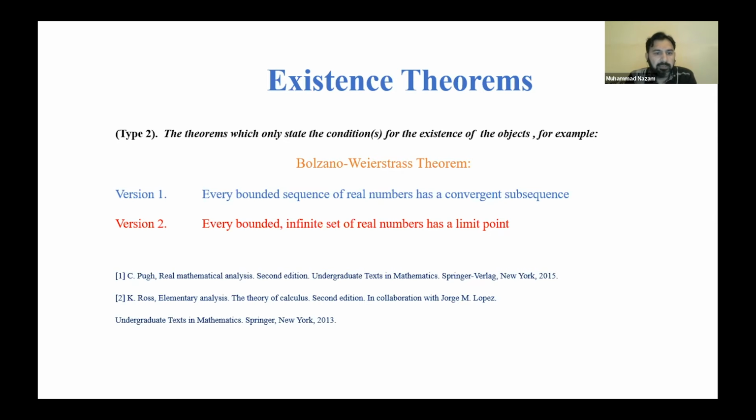Similarly, look at version 2. Here the condition is that if we have a bounded infinite set, then there exists a limit point. So it shows existence of the limit point here. Okay, you can see these theorems in the two references here.